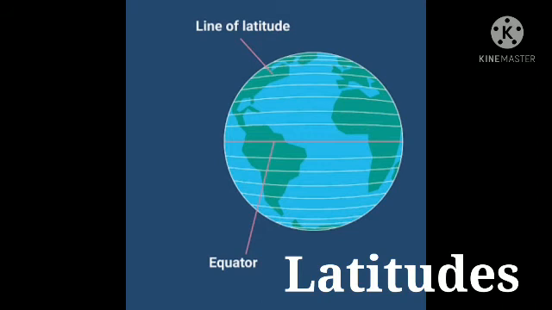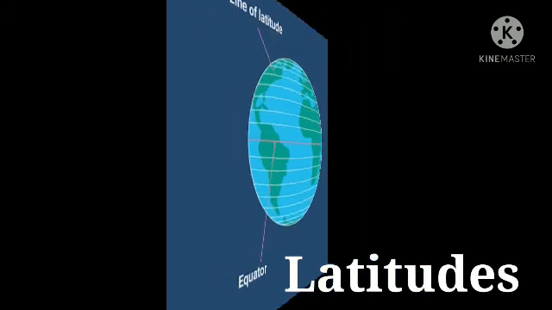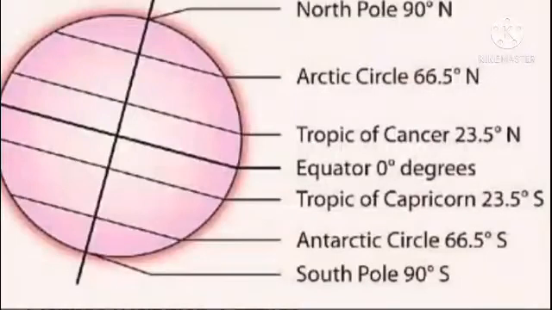360 degrees and the circumference of the Earth is approximately 40,000 km. So if we calculate 40,000 divided by 360 degrees, the answer is 111. Thus the distance between each degree of latitude is equal to 111 km. Now we are talking about some important latitude lines.